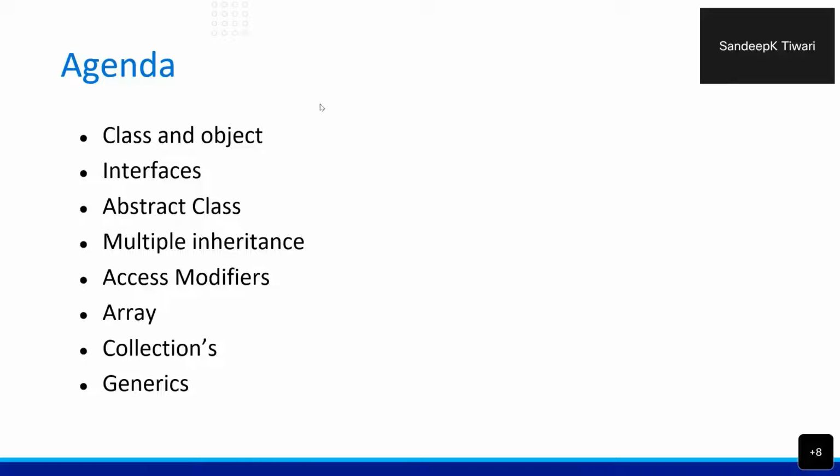Java, as I mentioned earlier, is object-oriented programming. In object-oriented programming, each and every language follows these standards like class, object, interface, abstract class, multiple inheritance. We'll cover them one by one and see what the class, object, interface, abstract class and multiple inheritance are. Okay.